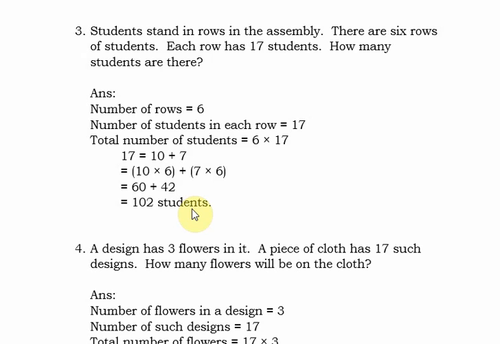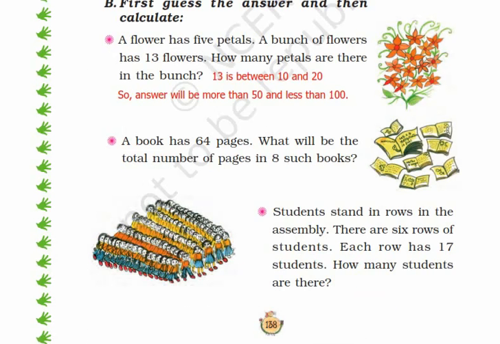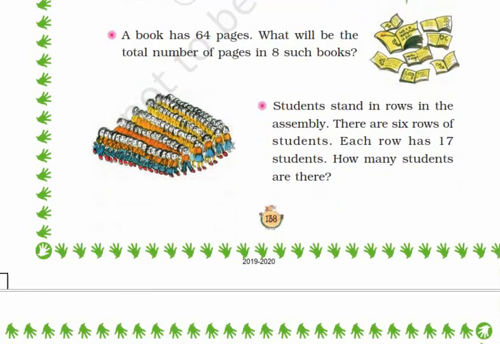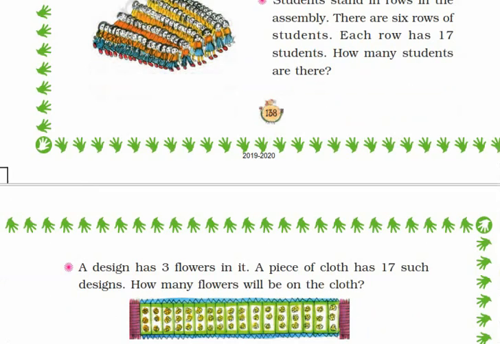Let us move on to the next question. A design has 3 flowers in it. A piece of cloth has 17 such designs. How many flowers will be on the cloth?